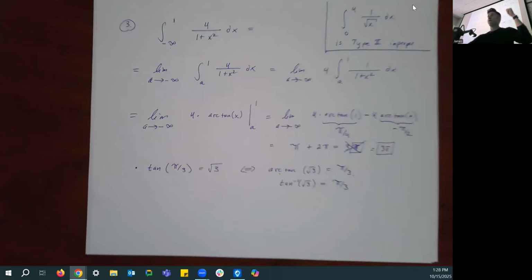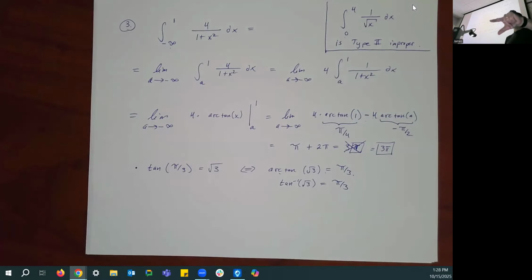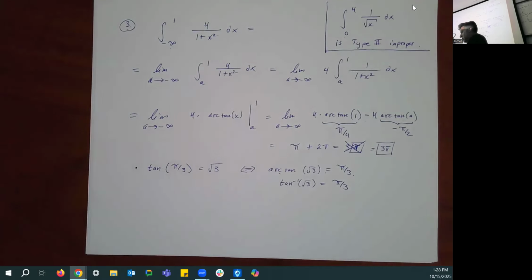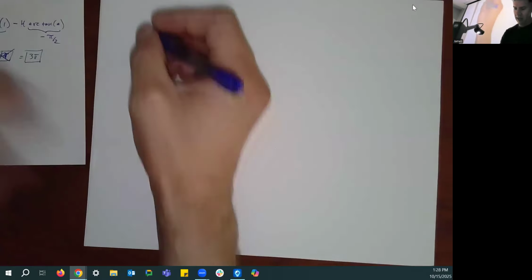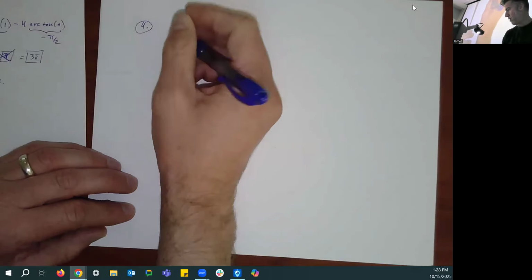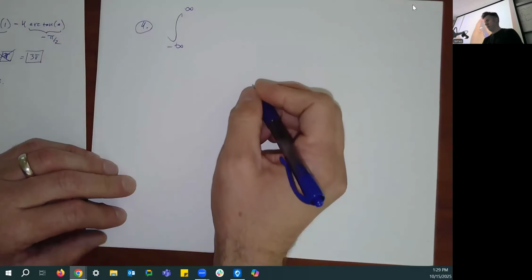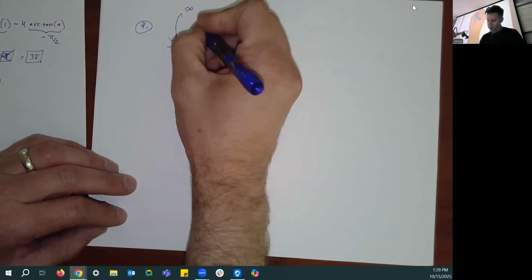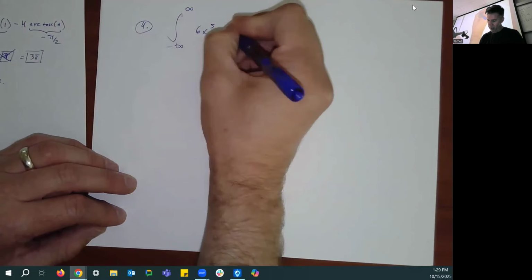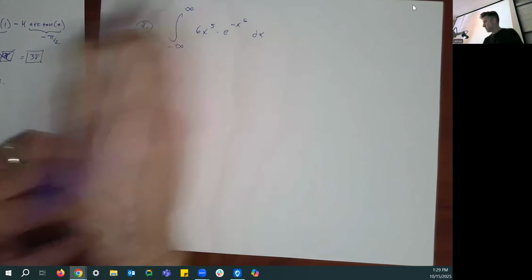So, infinity, negative infinity, always a problem. Always have to replace them with a or b or whatever. So then, what happens if you have both of them? What if you have, say, the integral from negative infinity to infinity of 6x to the 5th times e to the negative x to the 6th? Yeah, that seems terrible.